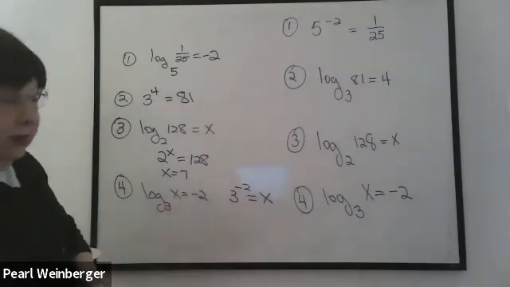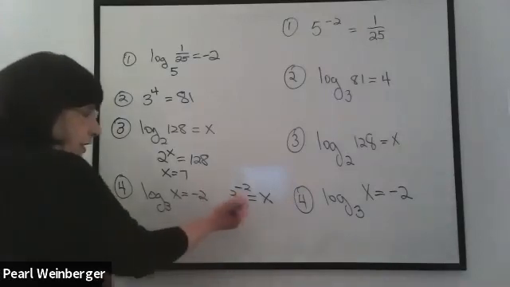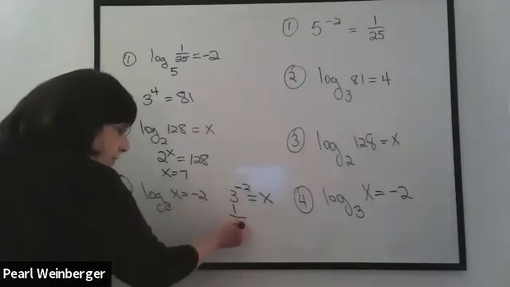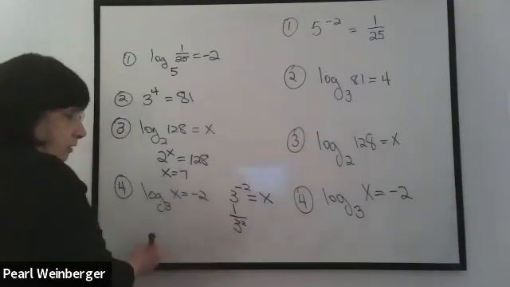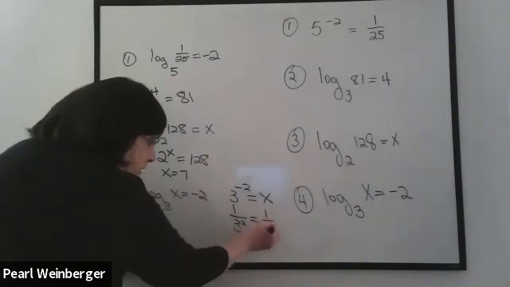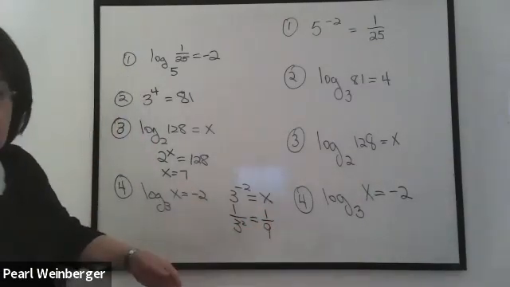Now, what happens when I do 3 to the -2? Well, that means I have to do the reciprocal. I have to put 1/3 and make the exponent positive, which gives me 1/3 squared, which is 1/9. So the answer to number 4 is 1/9.